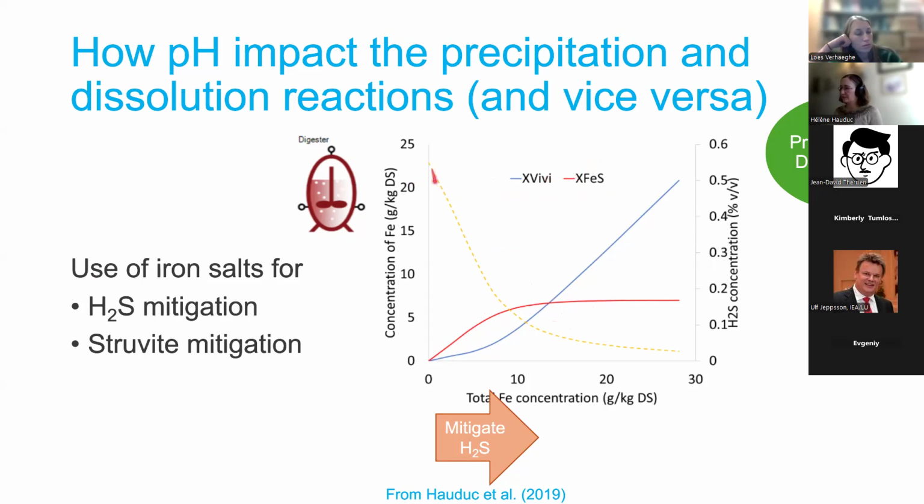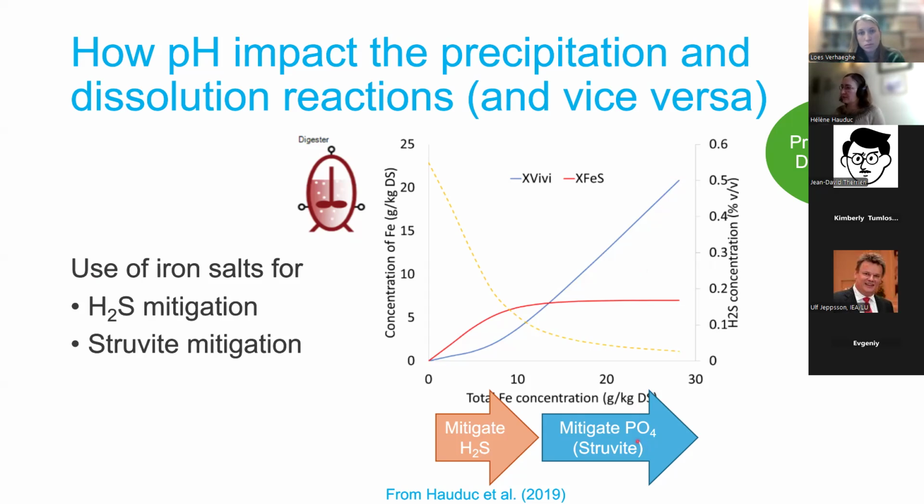And once all the sulfide has precipitated as ferrous sulfide, so you see here this hydrogen sulfide is almost 0, then the additional iron will precipitate as vivianite with phosphate. And this will actually mitigate the issue of struvite precipitation in the digester. Usually we prefer precipitation of vivianite than struvite, since it won't scale in pipes and pumps like struvite does.